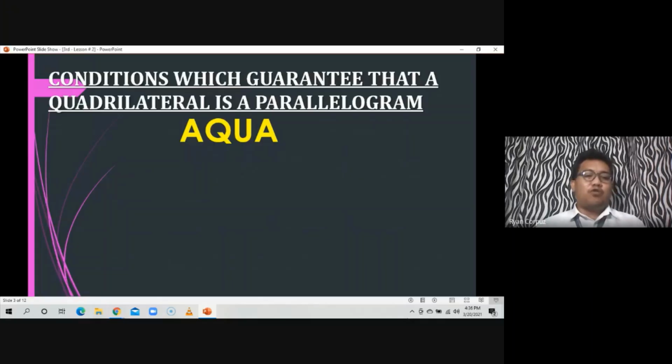So, yun yung acronym natin sa conditions which guarantee that a quadrilateral is a parallelogram. So, ano-ano ba yung mga yun?